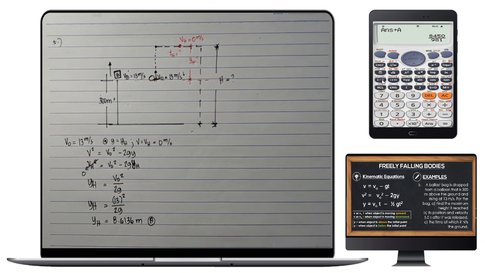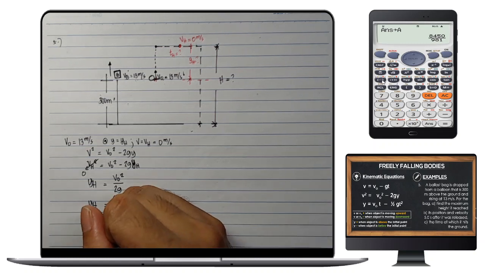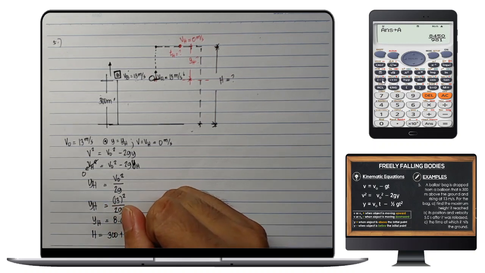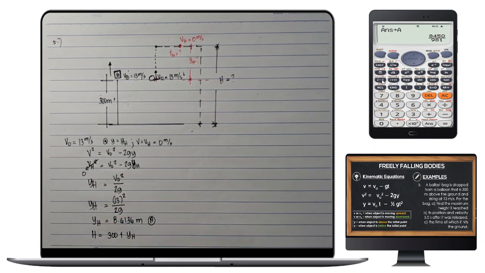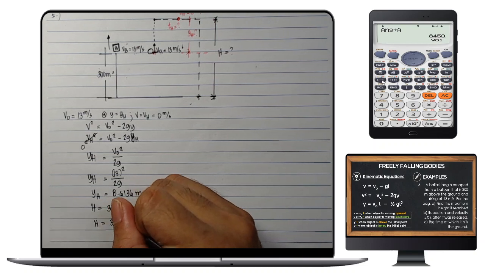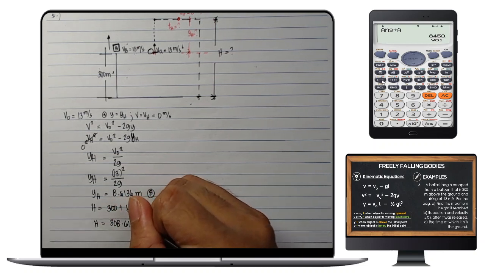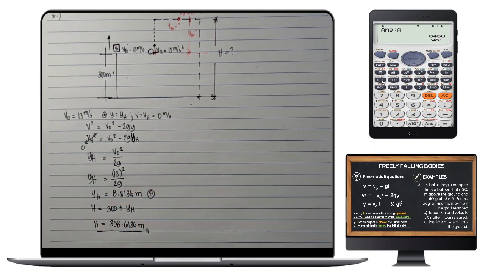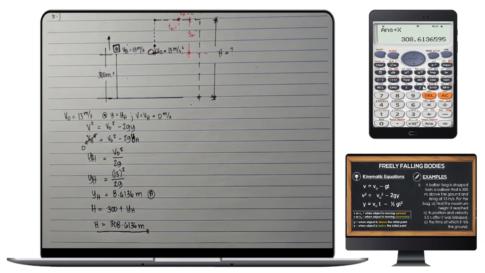So we have y sub h and we can find the maximum height, yung pinapahanap sa atin sa problem, that is 300 plus y sub h. So h natin is simply 308.6136 meters. So yan yung ating maximum height. So plus lang natin ang 300 equals, so ito yung ating maximum height. Lagay natin sa x. So lagay ko lang to sa x.